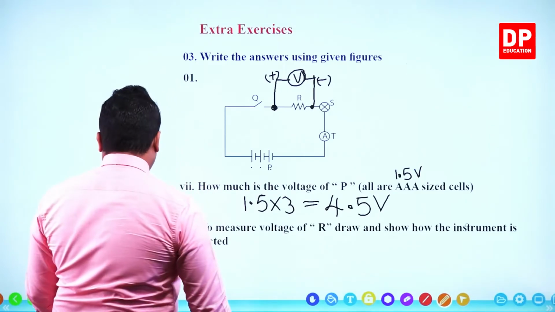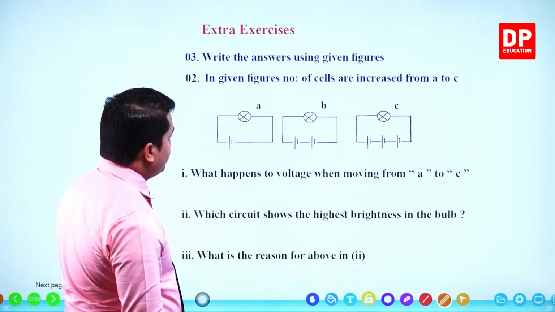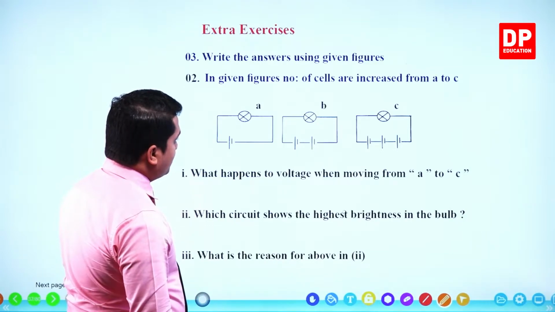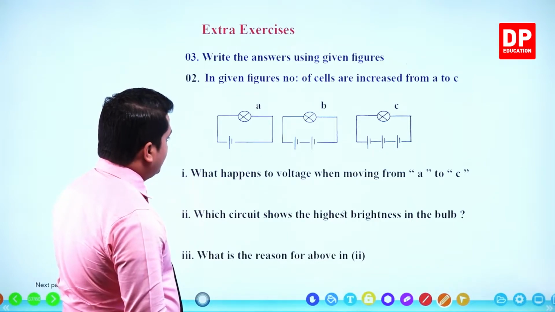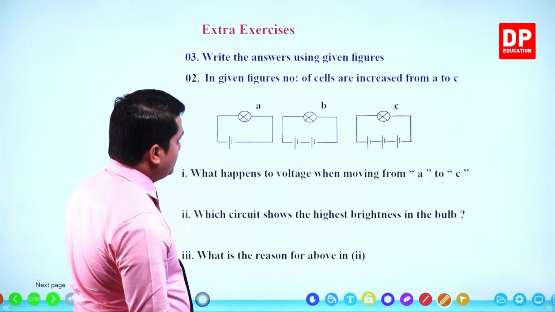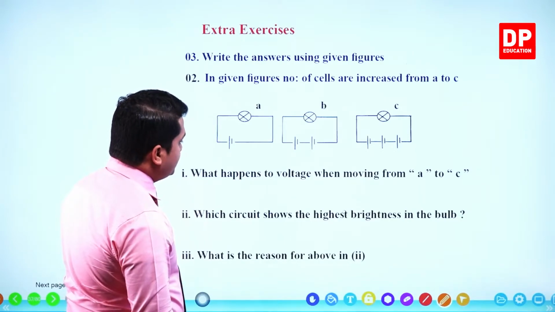Right then, in given figures, number of cells are increased from A to C. Now the second question is given under the third main question. So in each of these figures, you can see that number of cells are increased from A to C. So here only one cell, in the second one there are 2 cells, and in the third one there are 3 cells. What happens to voltage when moving from A to C?